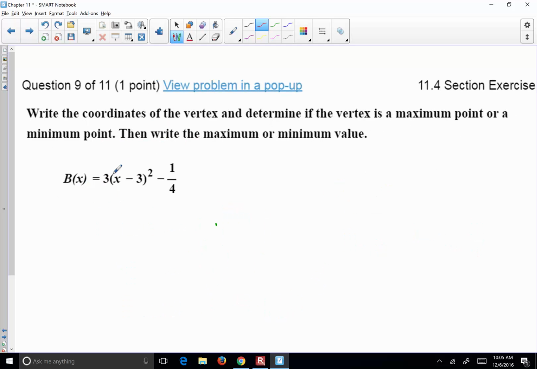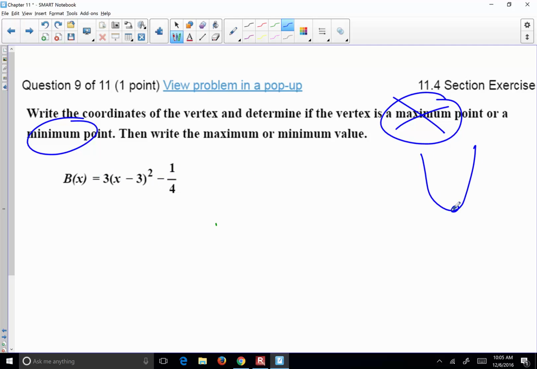Now what is different in this question? Nothing. Just they are asking this time maximum value or minimum value. You have a minimum point, not maximum here, because this is going upright. Because of the positive sign, you have a minimum value, and that minimum value is this number, -1/4, negative sign, and the vertex is 3 and -1/4.